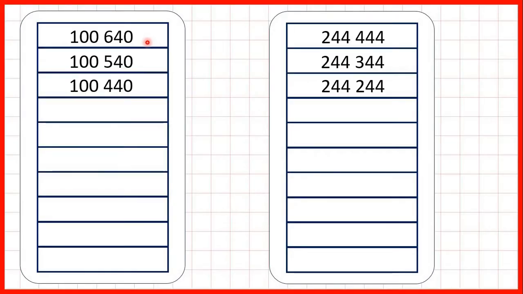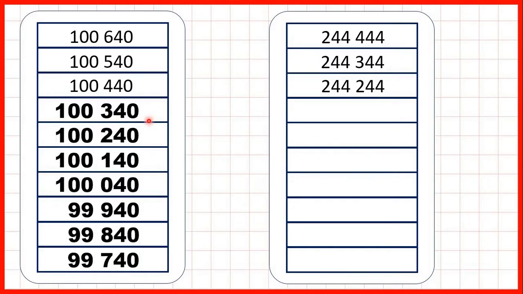Now we need to count back in hundreds. So first we have 100,640, 100,540 and 100,440. So what are the next 7 numbers in this sequence?